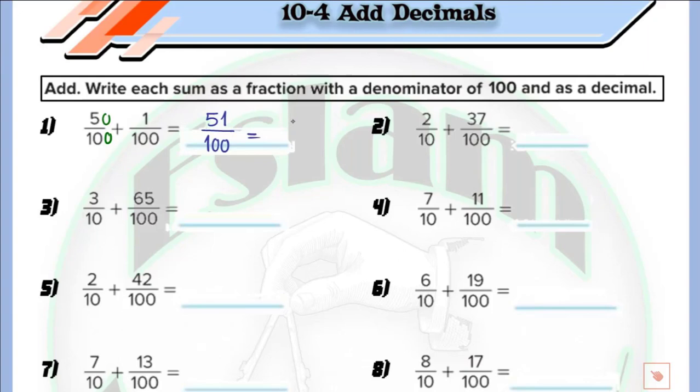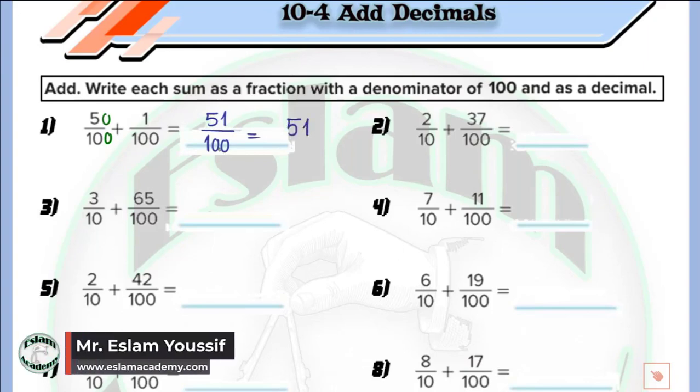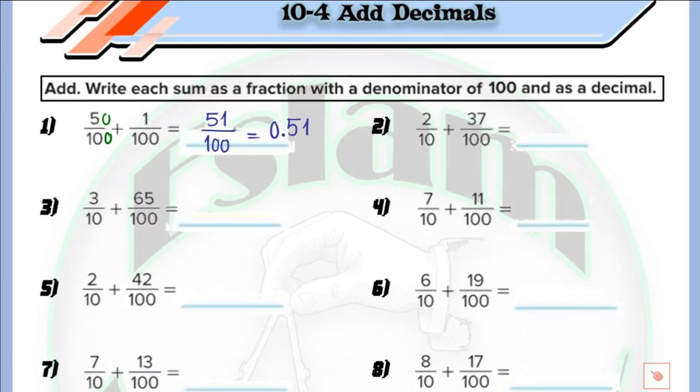If you need to write it as a decimal, just rewrite the numerator without any change. Because we have 2 zeros down, just count 2 digits and put the decimal point. So the answer now will be equal to 0.51.